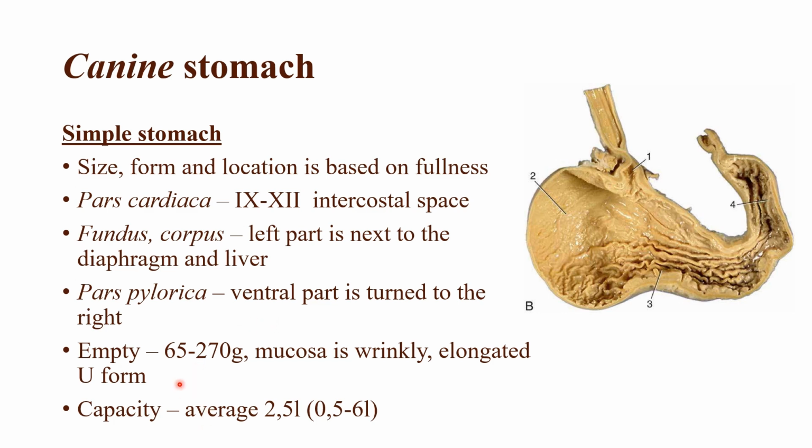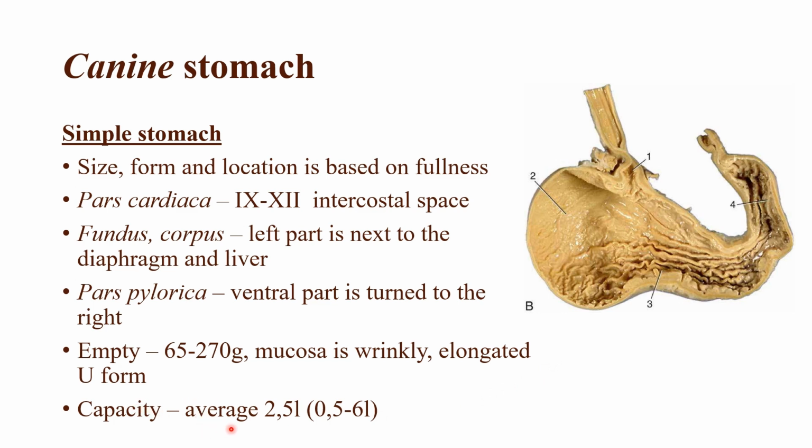The empty stomach of the dog is usually between 65 and 270 grams. Of course, it varies based on the breed and the size of the dog. The mucosa should be wrinkly and pink if it's healthy, and the stomach itself should be an elongated U form. Now, if it becomes like a balloon, then we have a problem.